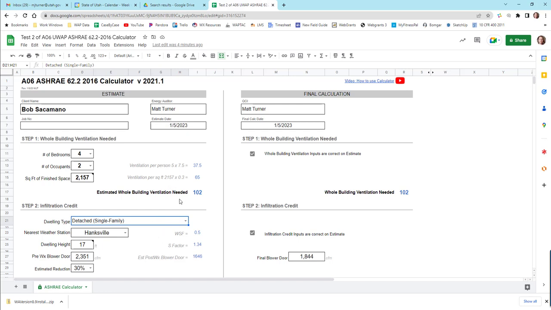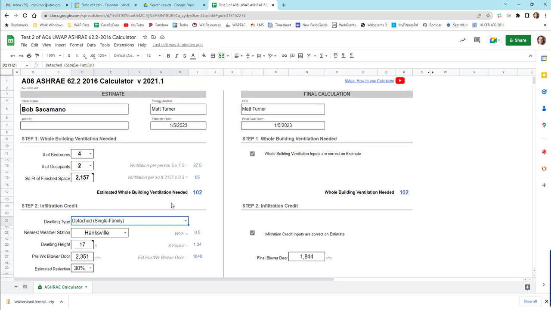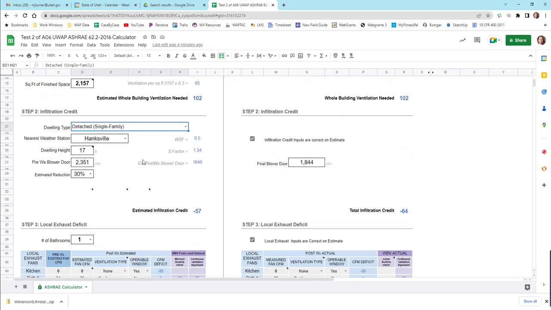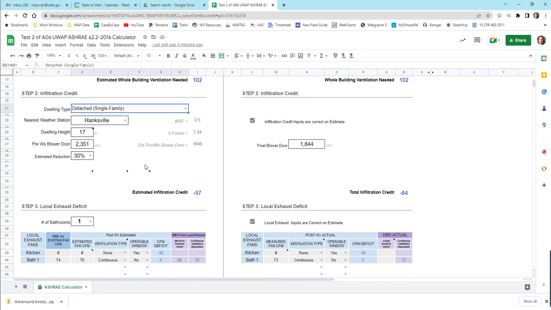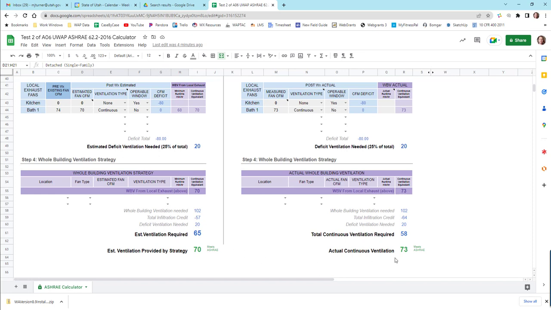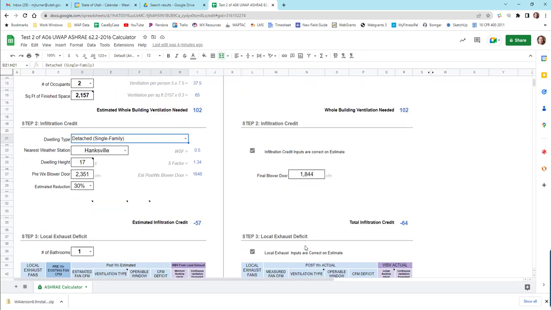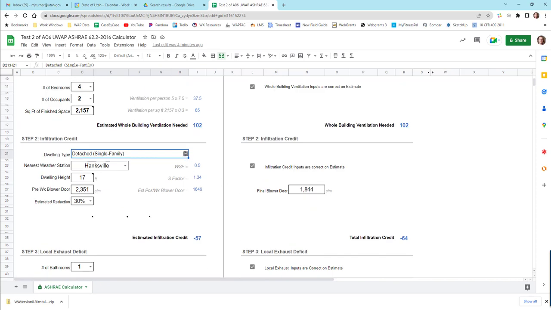On the screen, I've just made up some inputs to show examples of each of those. And as you can see, for this first one, if this was a single-family home, I've got an ASHRAE estimate and an ASHRAE strategy that meets ASHRAE based on what I put in here. Now I want to show an example of a row house, and you'll notice when you select the row house, there's a couple of extra lines worth of information that appear here.